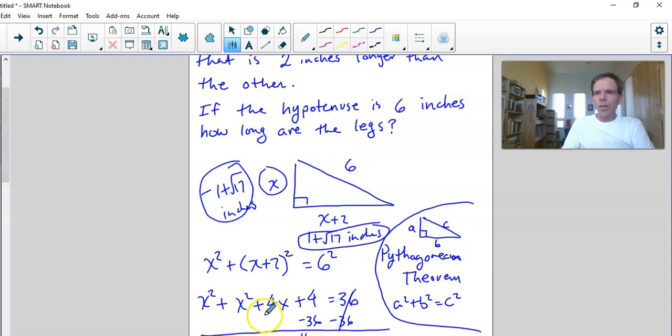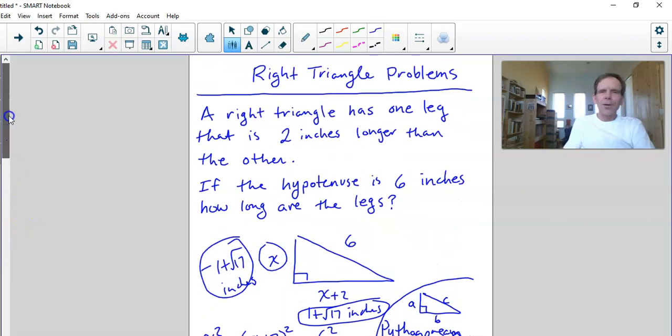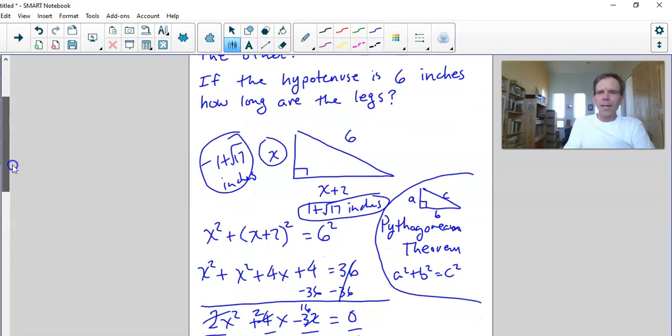So there's a right triangle problem that involves a quadratic equation.